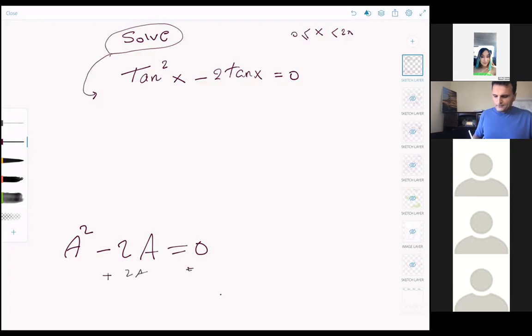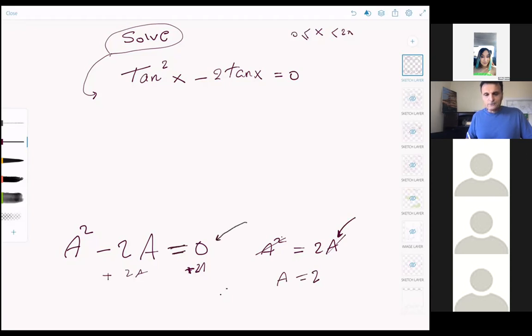But if you remember, we did something. You asked me last session, oh, we're going to cancel the a. I said, we don't cancel what we are looking for. If you take it to the other side, you cancel a, but you get a equal to 2, so we cancel one of the unknowns that we were looking for. So having a 0 is actually good. It's good to have 0 on the other side.